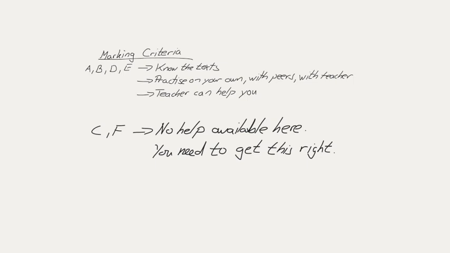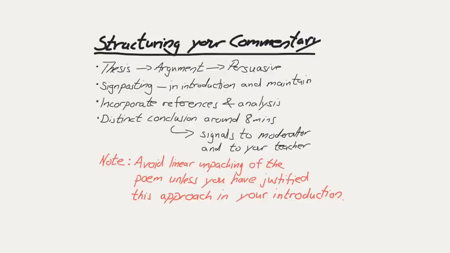However, for criterion C, which is how well you structure your commentary, and F, the language and the register that you employ to speak about the text, there is no help for you here. You need to get this right the first time around. So really, in your preparation, you need to focus a bit extra on criterion C and on criterion F, because the teacher cannot help you to get that extra mark in those 2 criteria. So let's have a closer look at those.